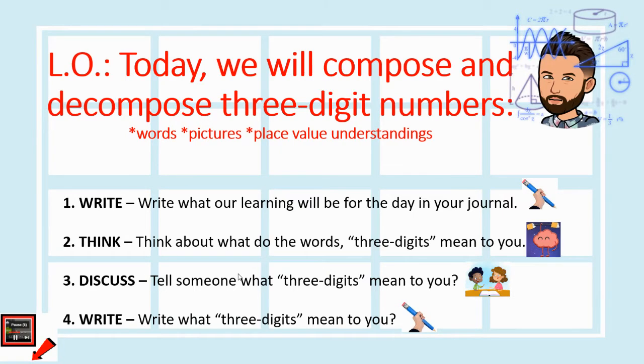So number 1, write what we're learning for the day in your journal, those red words. 2, think about what those words, 3-digit means to you. 3, discuss and tell someone at home what it means to you. And then 4, come back to your journal and write what you talked about. Pause the video, get your work done, unpause when you're ready.